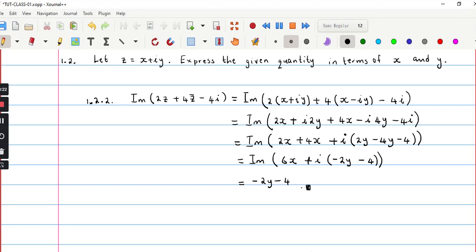If we were asked to find the real part of this, we would have done the same thing up to this step here, but then from here we will take our answer to be 6x because that's the real part of this expression. But for this example, we are asked to find the imaginary part, hence we have minus 2y minus 4.